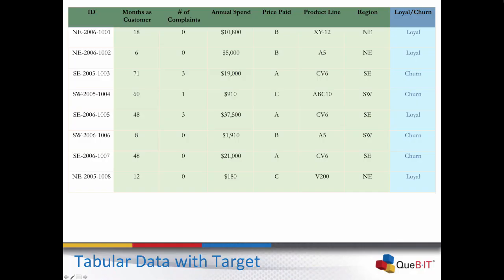So here's the first one. And once you get to the actual act of modeling, this is generally the most common. So what do we have here? Well, this is tabular data with target. What do we mean by tabular data? Well, take a look. Each row is a customer.